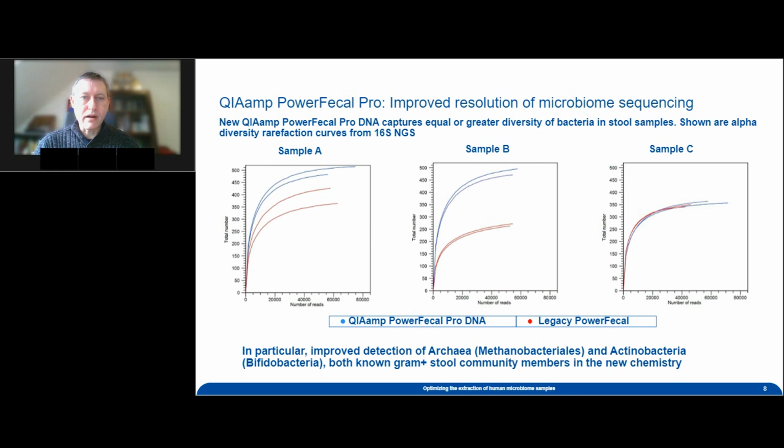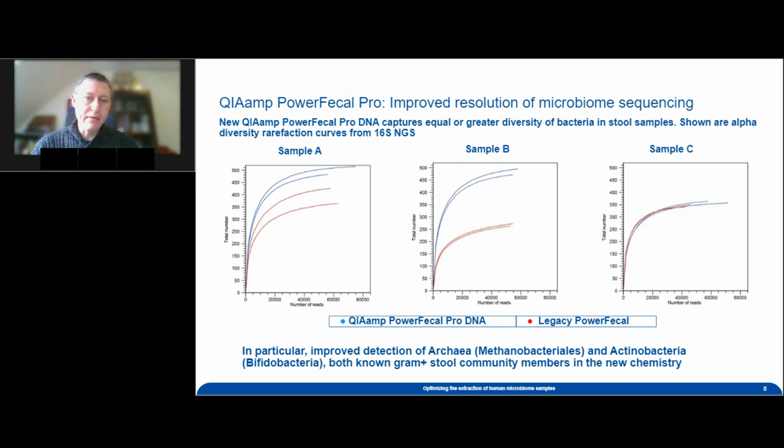So this is a V4 16S amplicon sequencing experiment. And here we're looking at the rarefaction curves and just looking at total number of species found. And you can see that using the Pro technology for the older individuals, really very significantly more total bacterial species were detected in the samples after the extraction with this new technology. In the younger individual, the extraction efficiency was very similar. So the easy to lyse sample, most kits were able to extract everything that was there.